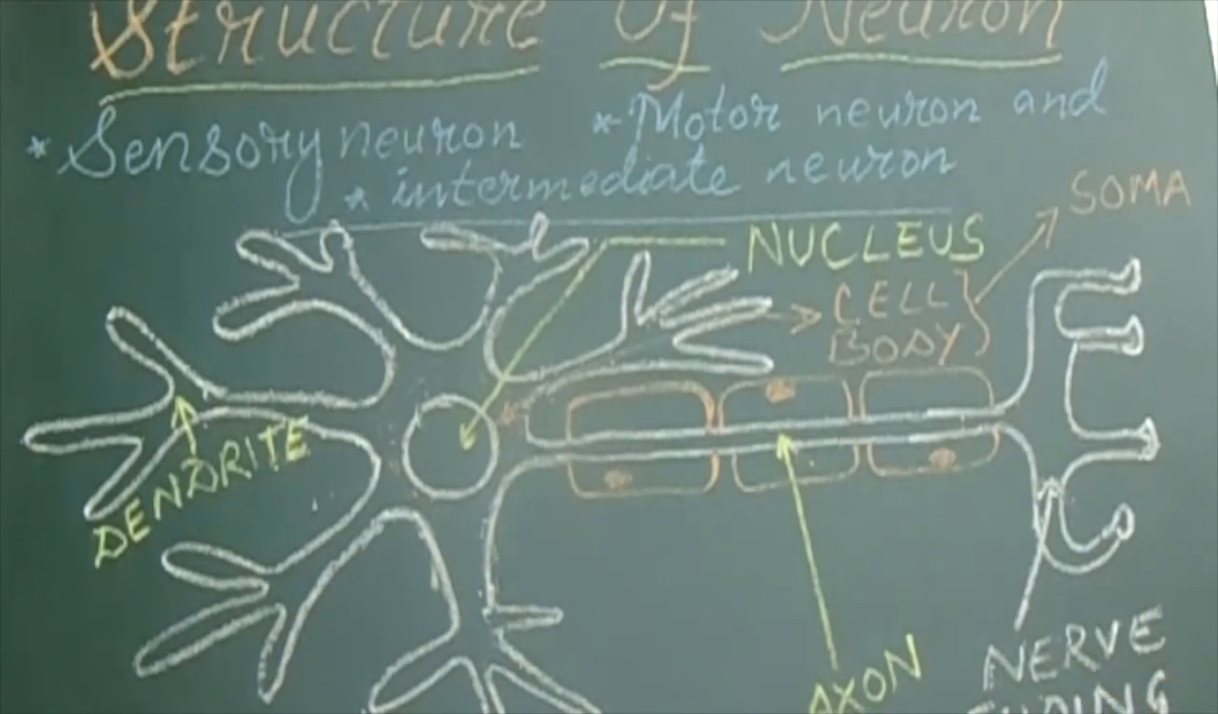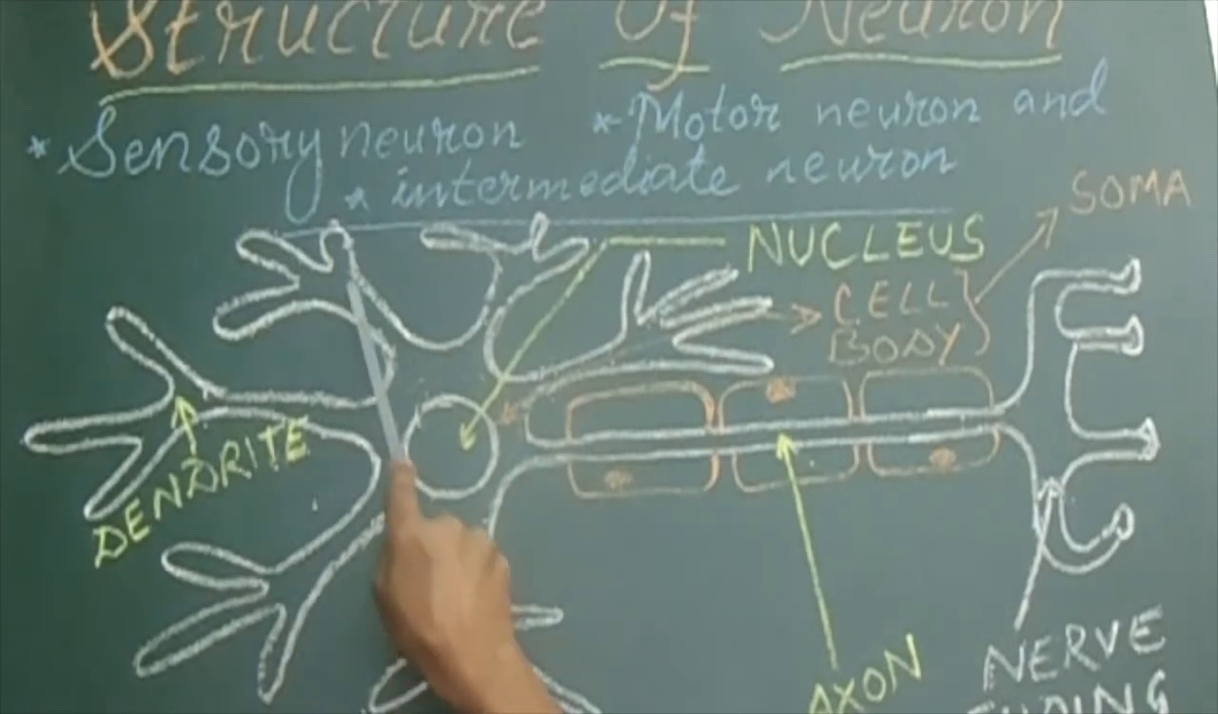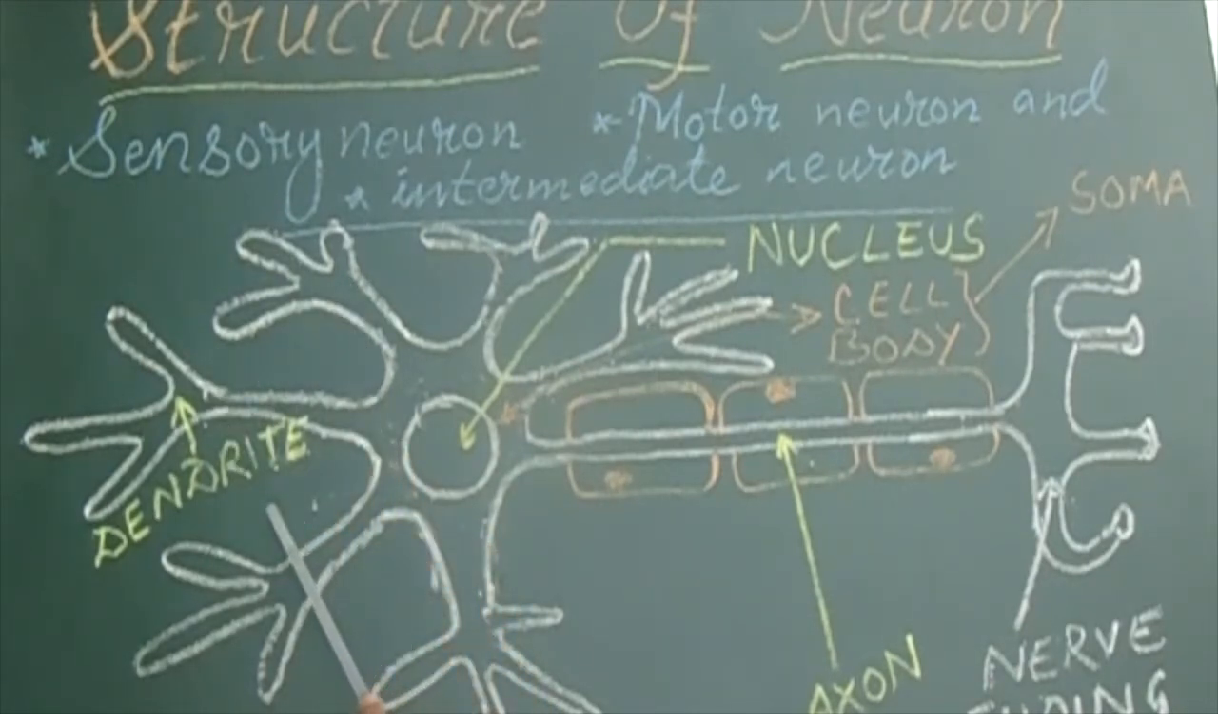Now let us try to understand the function of each. When we talk about nucleus, already we have learned in all our classes that nucleus contains the hereditary units. So it is the center of all the information. Then we will come to the short extension. We call it as dendrite. What is the function of dendrites here? The function of dendrite is it receives chemical signals from the axon terminal.